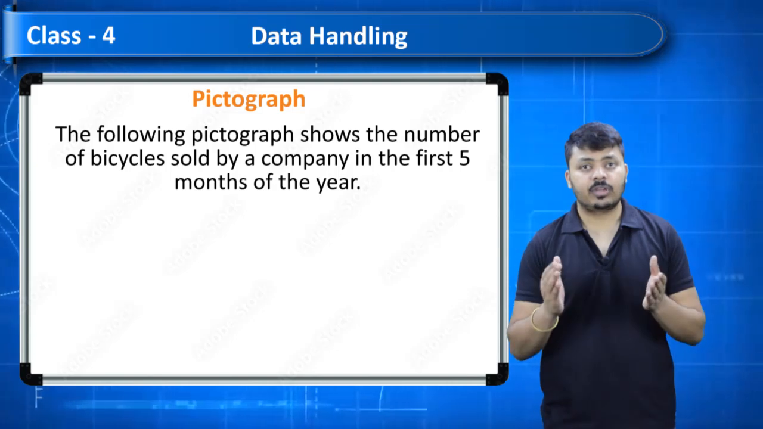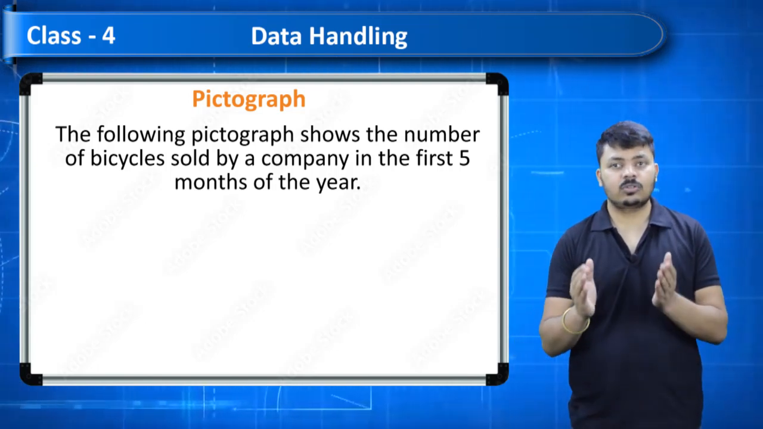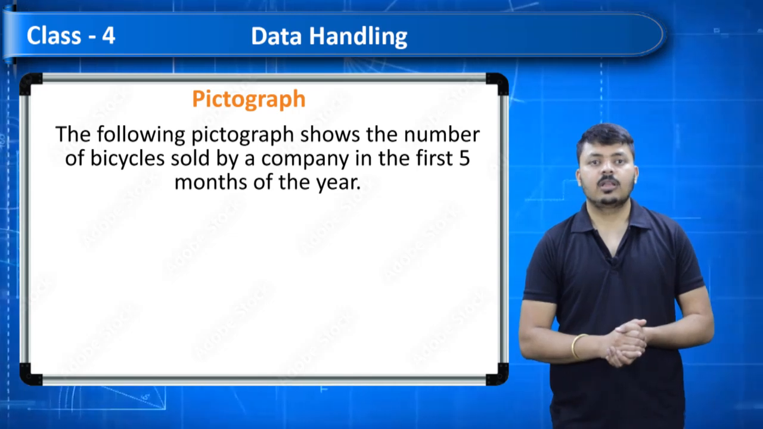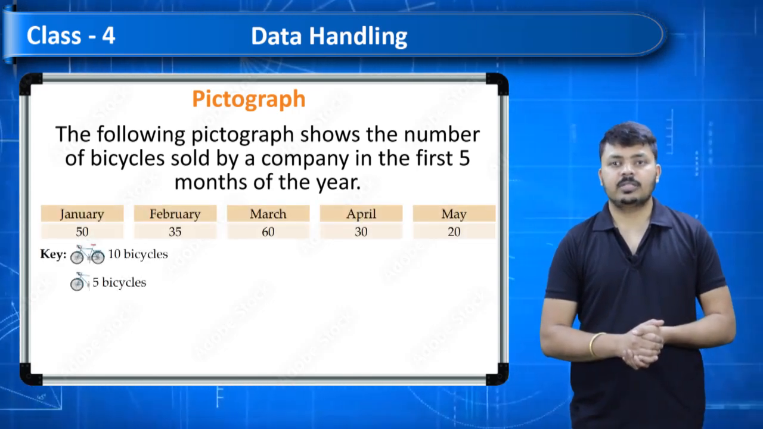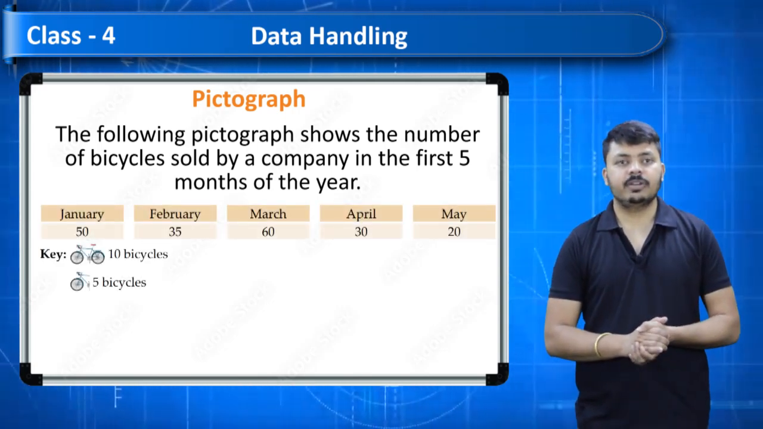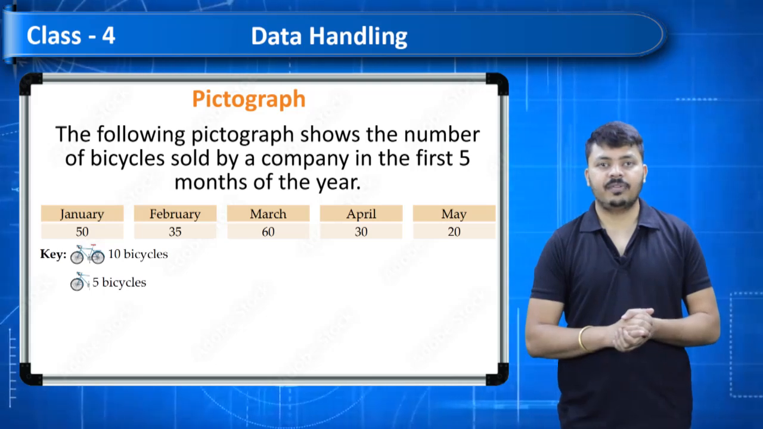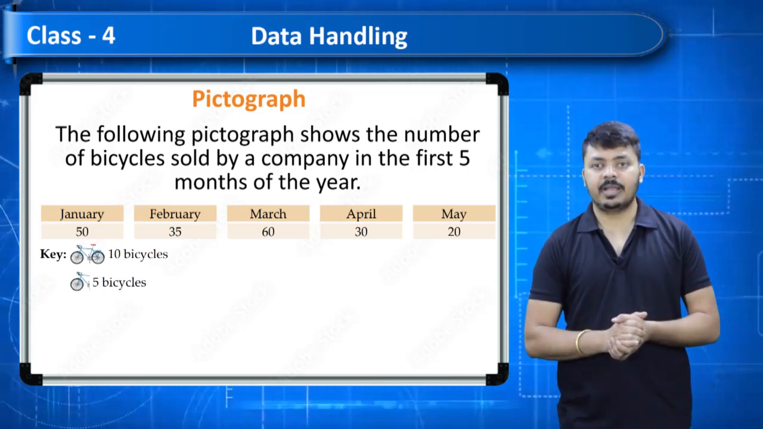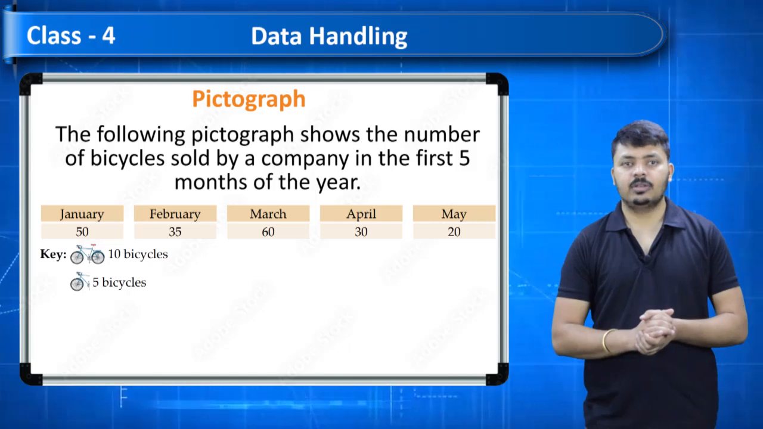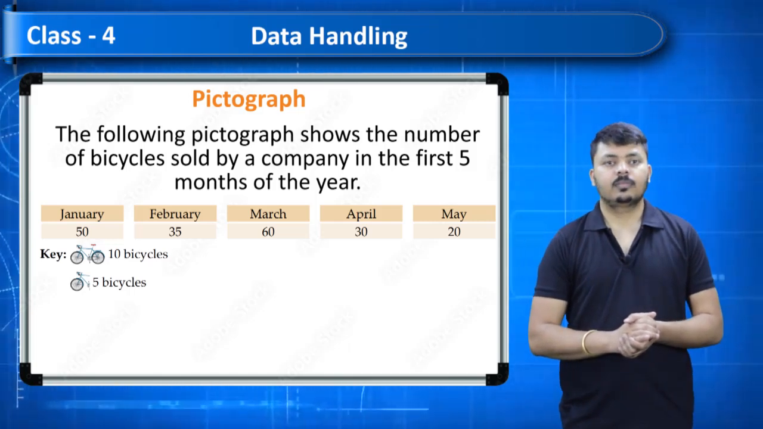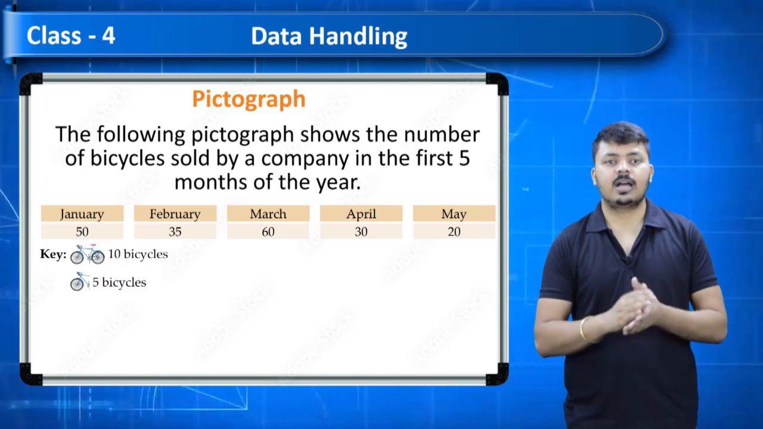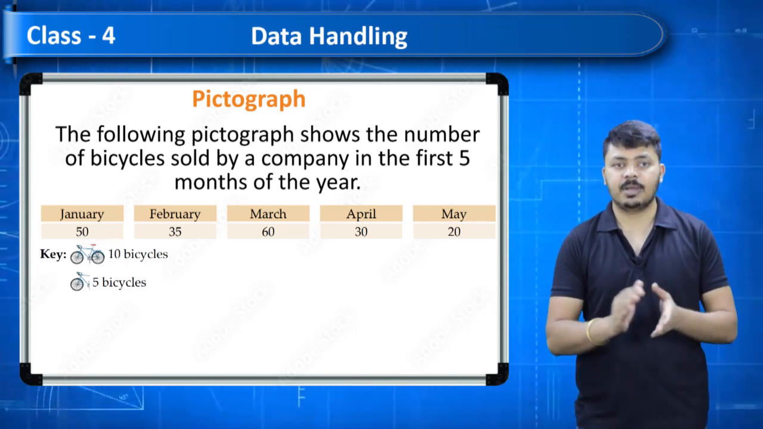The following pictograph shows the number of bicycles sold by a company in the first 5 months of the year: January, February, March, April and May. In January, the bicycles sold are 50, in February 35, March 60, April 30, May 20. Key: a full bicycle represents 10 bicycles, whereas a half bicycle represents 5 bicycles.